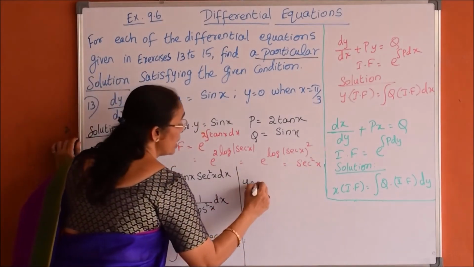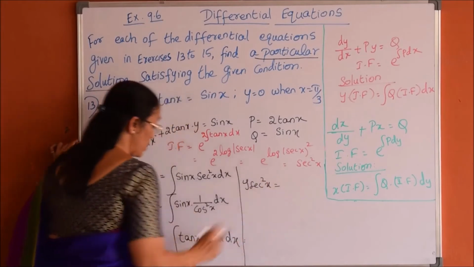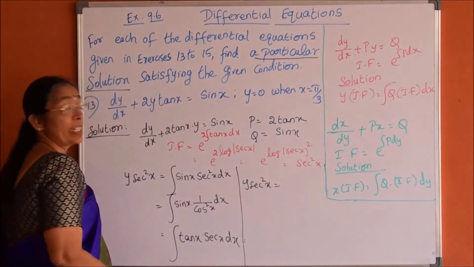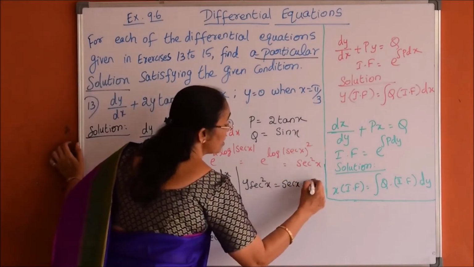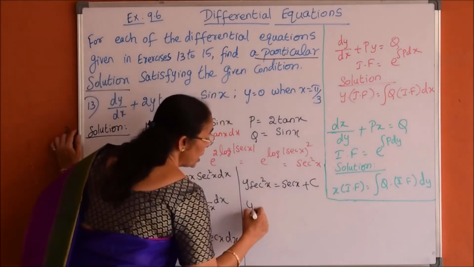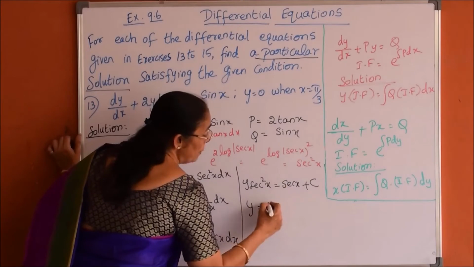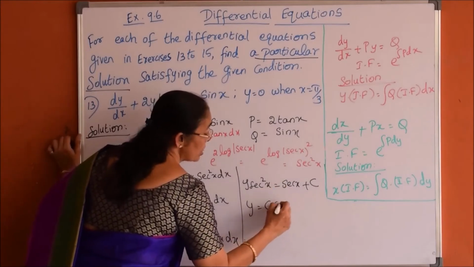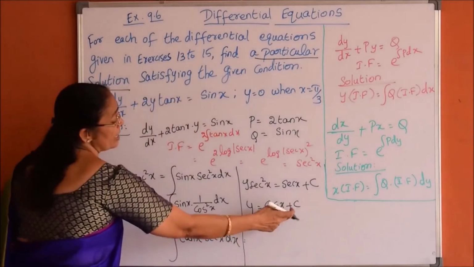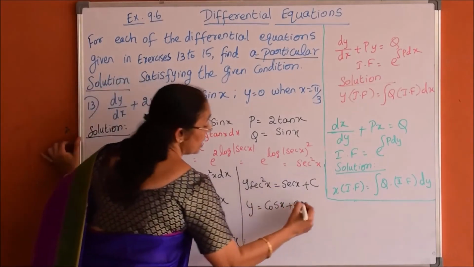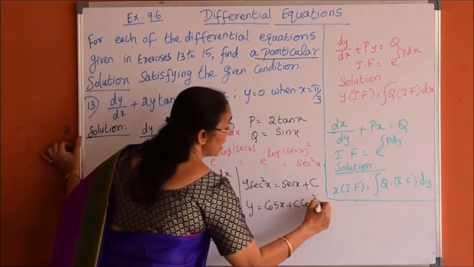So, y secant square x is equal to integration of secant x tan x is secant x plus c, or y is equal to 1 by secant x, which is cos x, plus c by secant square x, it will come. So, c into cos square x.